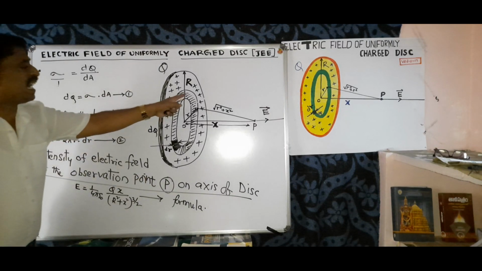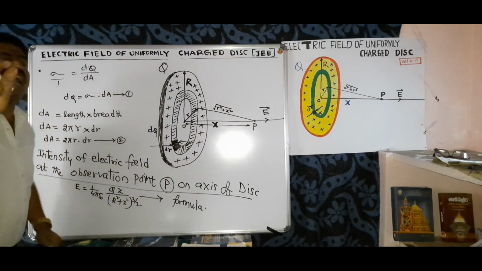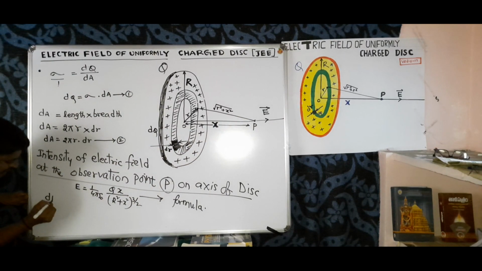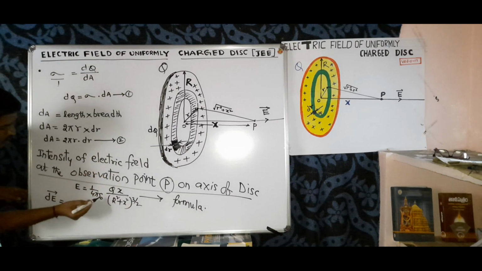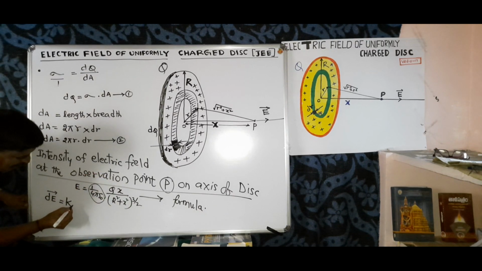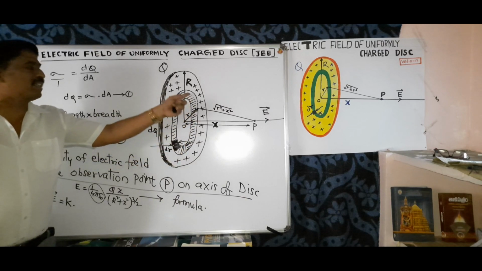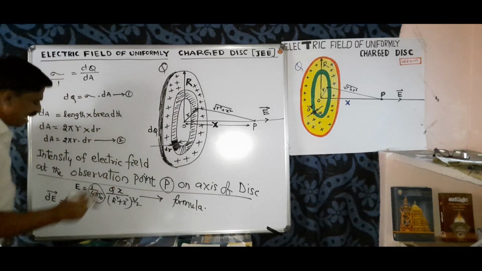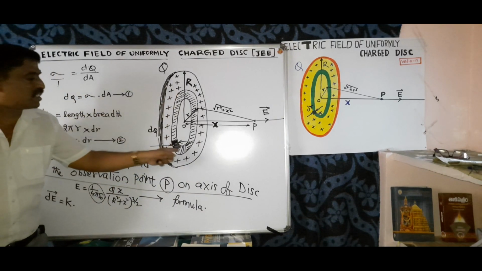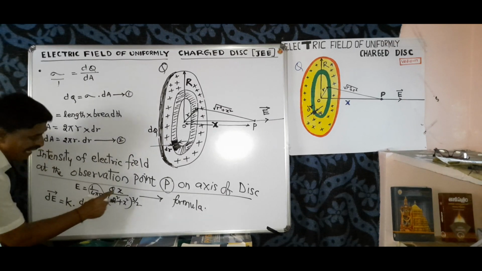Now, this ring is producing a small amount of electric field at this point. Small amount of electric field is represented by dE, that is equal to 1 by 4 pi epsilon naught, which is a constant. This total I am writing as a capital K. Q means charge. On this ring, a small amount of charge is present. Small amount of charge is represented by dQ.